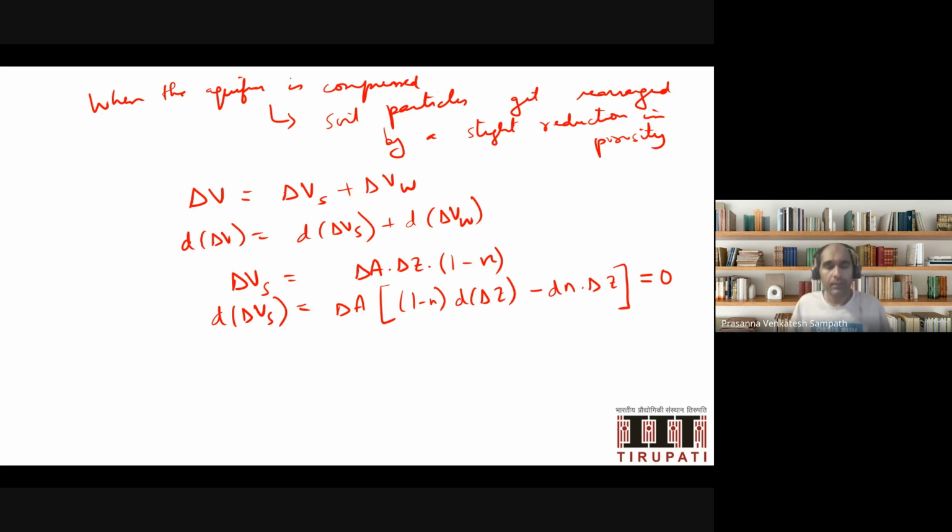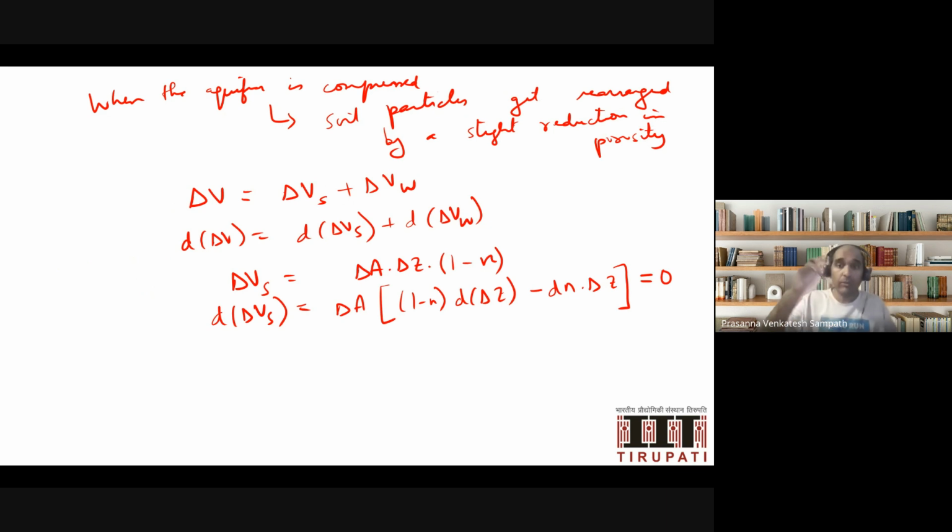Do you agree with that? It must be 0 because the total volume of solids that's present inside that box is not going to change. It is just getting rearranged by a reduction in porosity, but the total volume occupied by those soil particles is not changing. So this d delta Vs, the change in the volume of solids due to this compression, is not going to be there. It is the rearrangement of the particles by reducing the porosity that is causing this compression. The volume of solids cannot change.